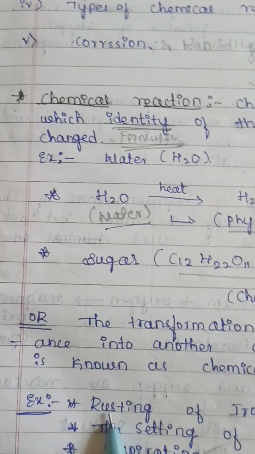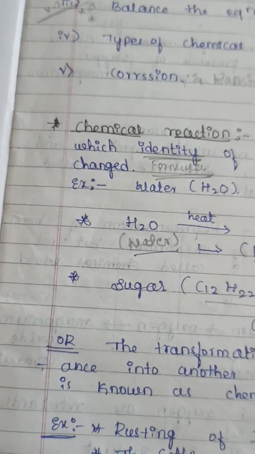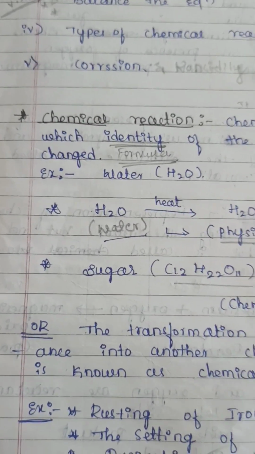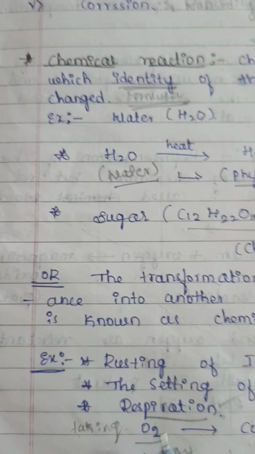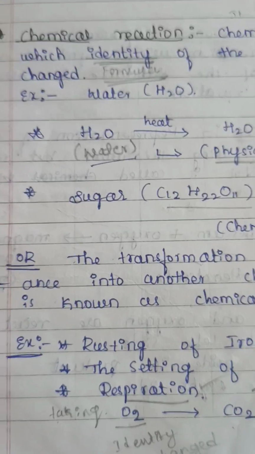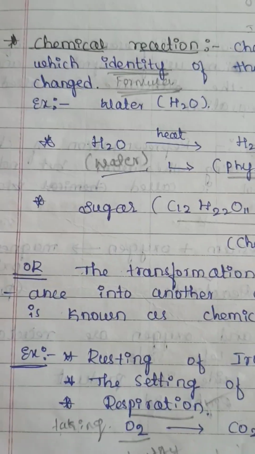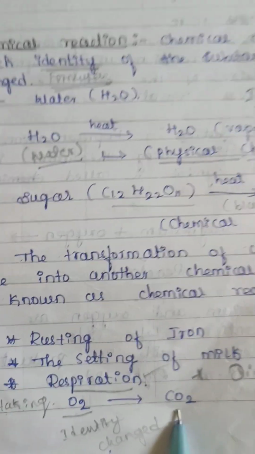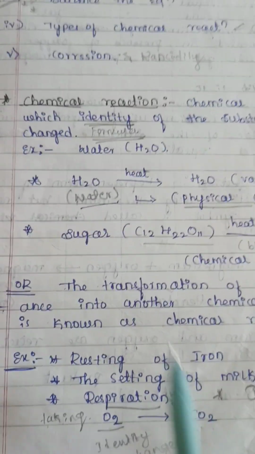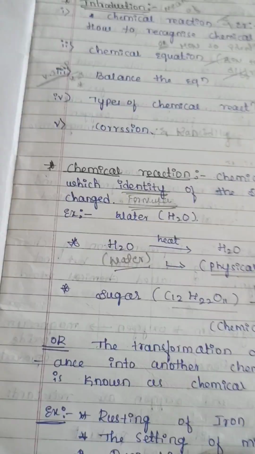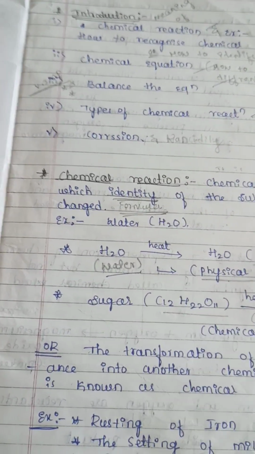So we can take examples: rusting of iron, setting of milk into curd, respiration, digestion, so many things. See, what is respiration? In respiration, we take oxygen in and we leave carbon dioxide out. So O2 will be converted into CO2. So this is a chemical change. I hope you have understood about a chemical change.